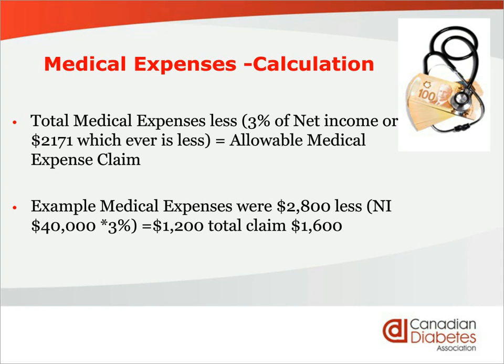How is the medical expense calculated? So if we have an example here where your total medical expenses were $2,800 for the year, and your net income, let's say, is $40,000 times 3%, because the first 3% is not allowed. So 40,000 times 3% is 1,200. So 2,800 minus 1,200 would provide you a medical expense claim of $1,600. Now, at a certain point in time, when you hit approximately $72,000 of income, it's no longer the 3% times net income. The maximum is $2,171.